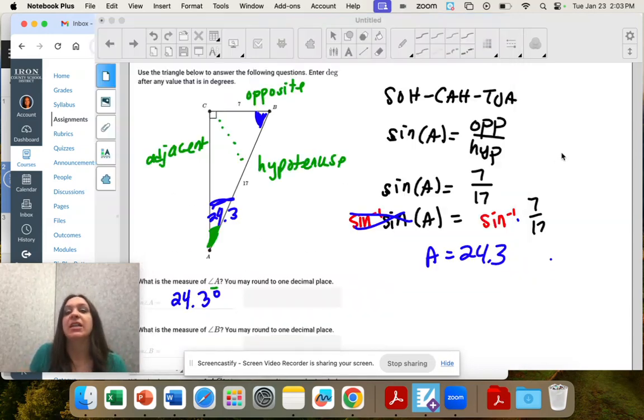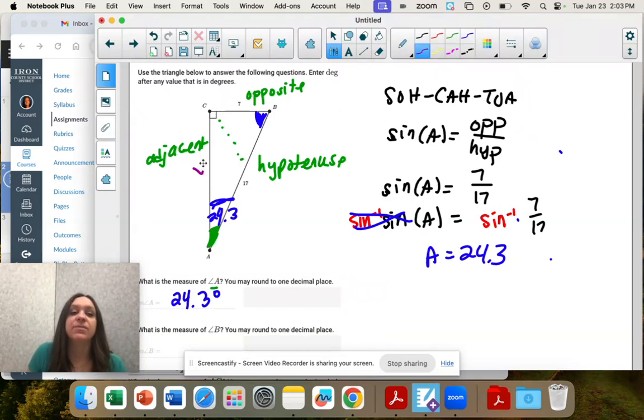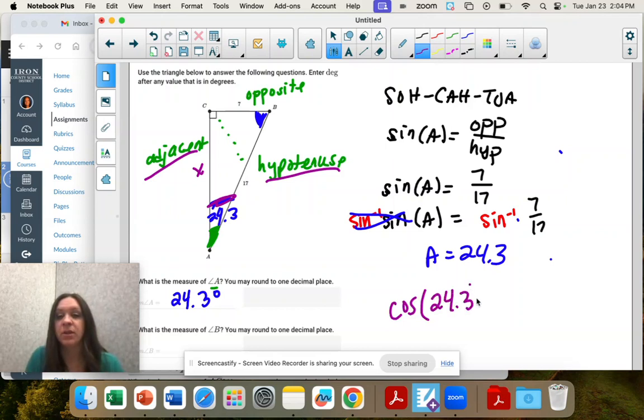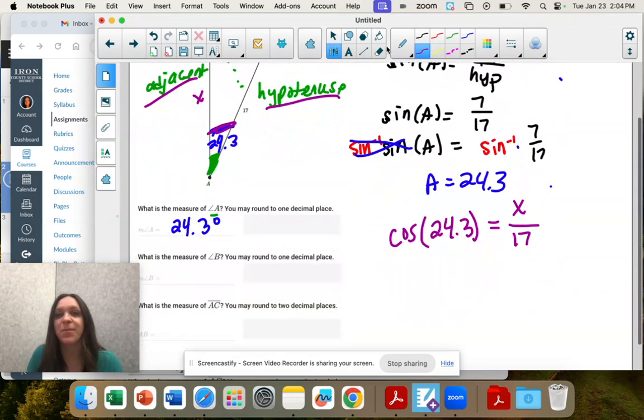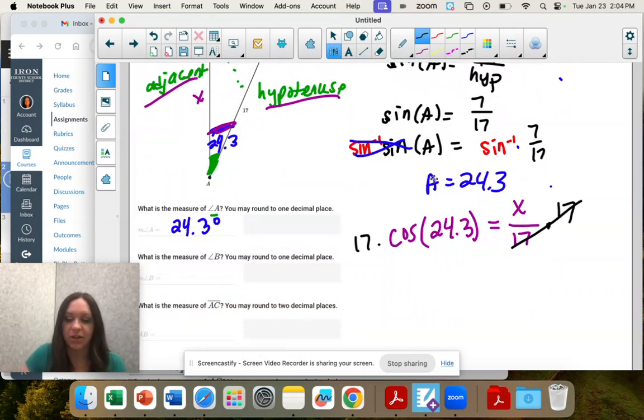Okay, now let's find the side length. I'm going to call this x, and you can use Pythagorean theorem. I'm going to use trig, and I want this on my numerator because that's the fastest way to solve. So I'm going to use cosine. So cosine of my angle equals adjacent over hypotenuse. If I were to use tangent, it would put my x on the denominator, and it's way easier on the numerator because you just multiply, then it goes in the calculator.